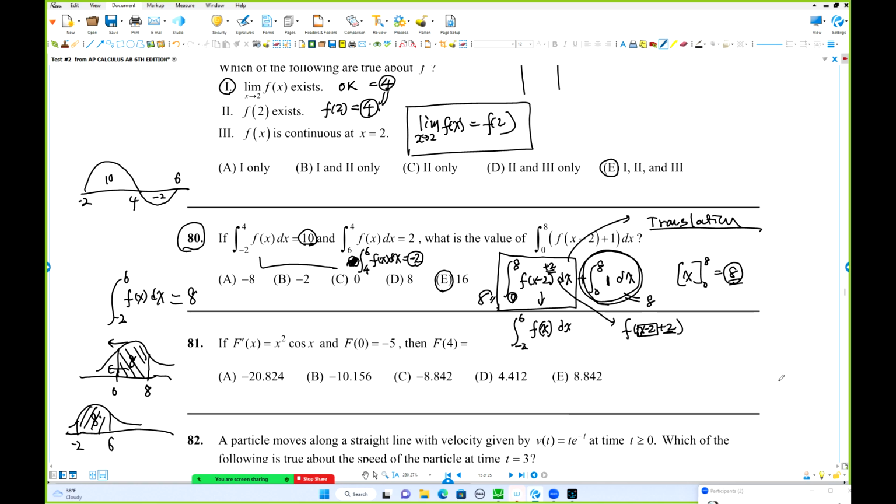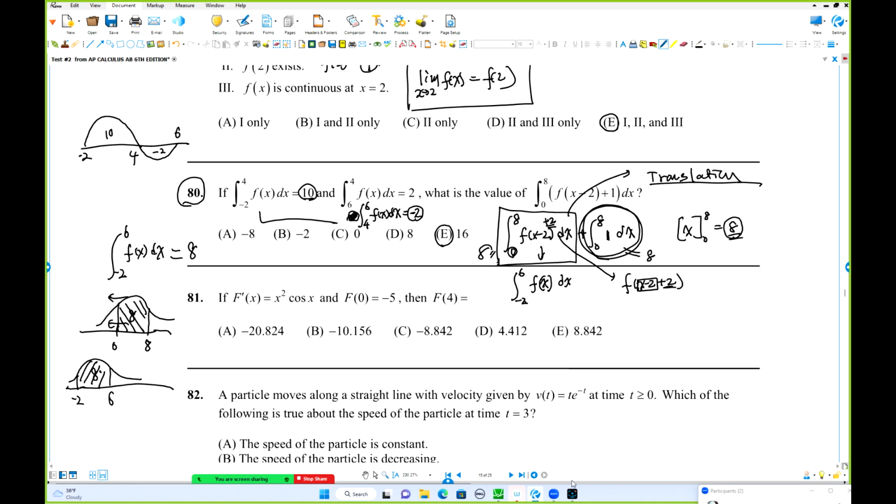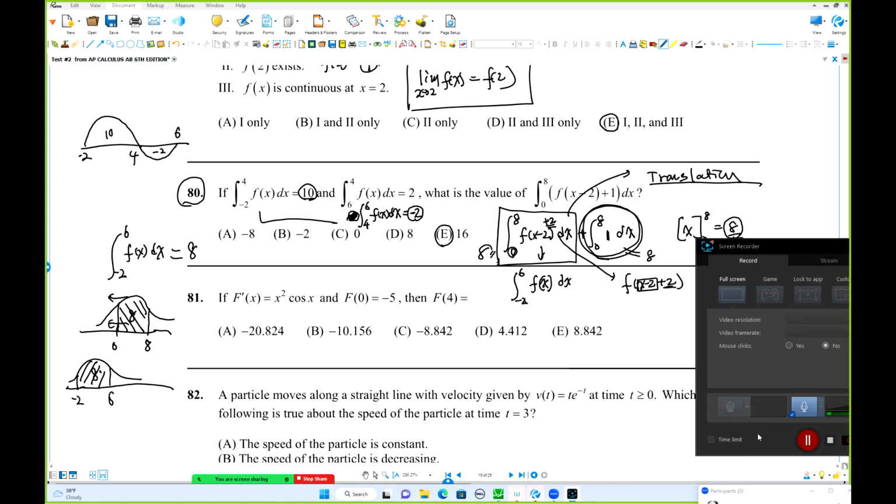Okay, can you figure out this one? Figure it out one more time, okay? I'll wait. If you figure it out, you'll let me know, okay?